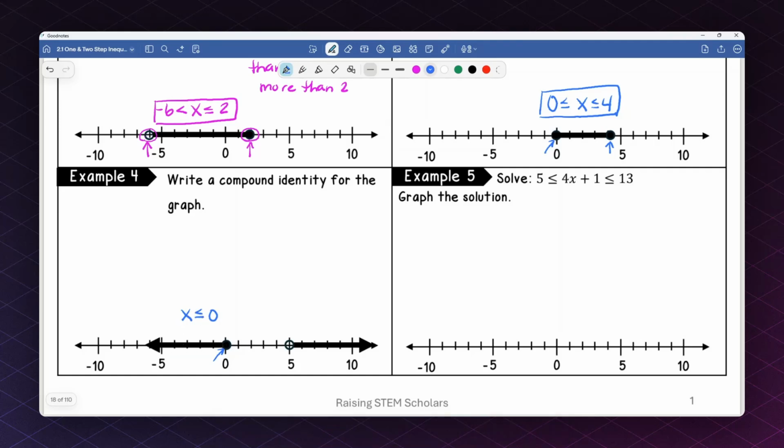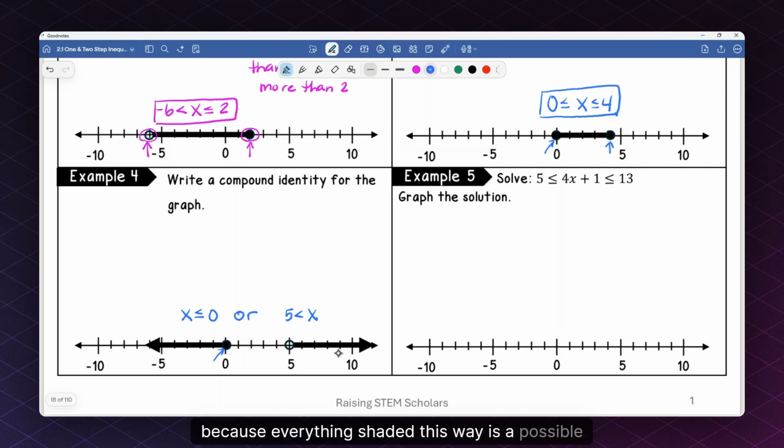So we get that. Now, because I have two shaded regions, I know this is going to be an or rather than an and. And so I can write it over here. My X is over here. My 5, I can write right here like this. And so my X can be anything greater than 5, because everything shaded this way is a possible answer, but it's not 5 itself because that's an open circle.